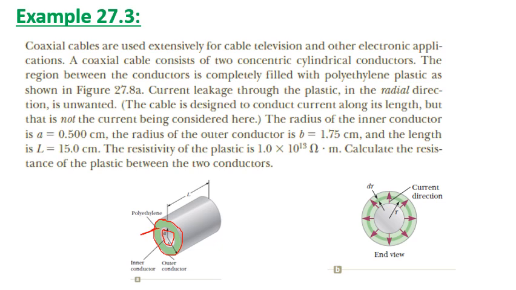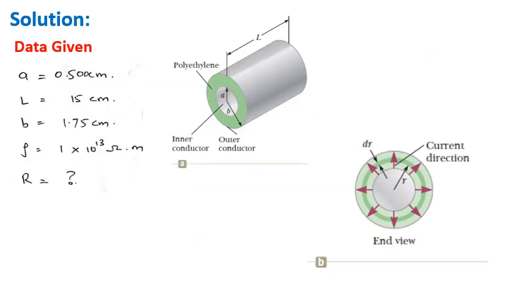Okay, the radius of the inner conductor, which is given by a, is 0.5 centimeter, and the radius of the outer conductor, that is this one, b, is 1.75 centimeters, and the length is 15 centimeters. So this is 15 centimeters. The resistivity of plastic is 1 into 10 raised to the power 13 ohm meter. Calculate the resistance of the plastic between the two conductors. So we have to find the resistance of the plastic between the conductors.